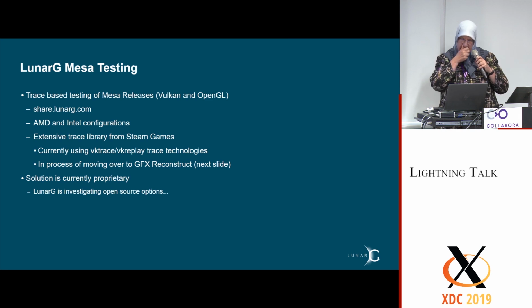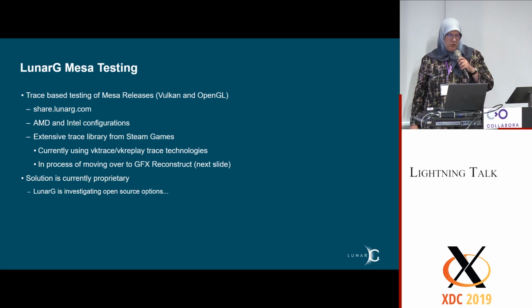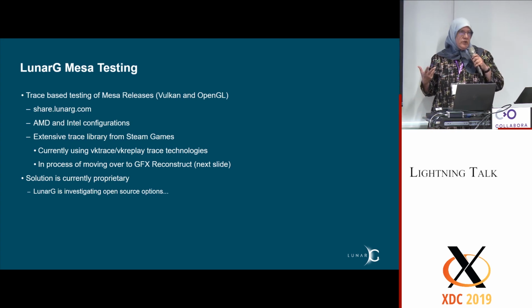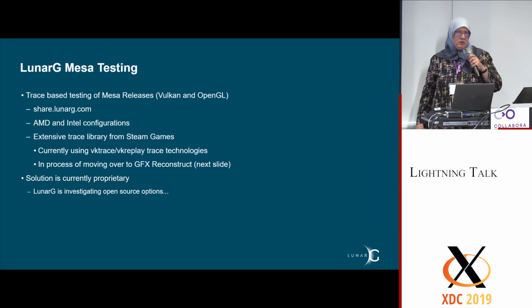Okay, so I talked about how we had a big library from Steam games. We're moving over to Graphics Reconstruct on the back end of it. The solution is currently proprietary. It is our code internally. It's up on our AWS server. No logins required. Anybody can go out there and view the Mesa regression runs that we're doing with every release. But we are looking at options for open sourcing this right now.